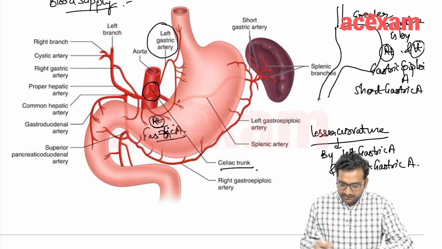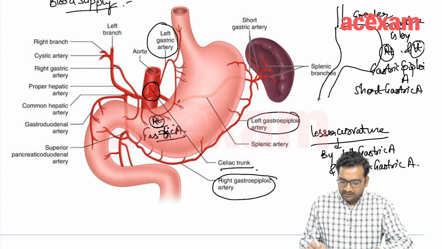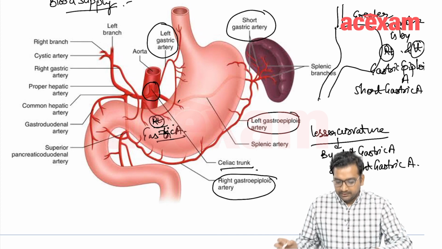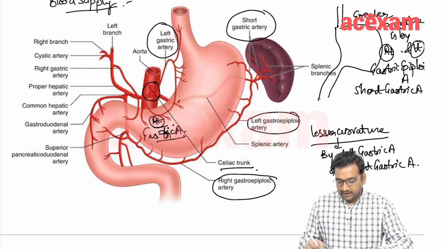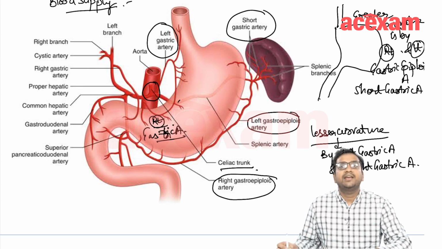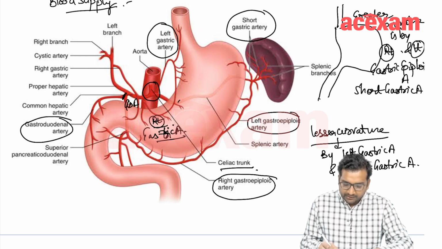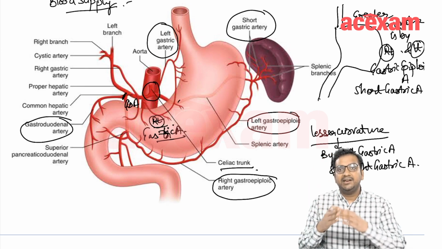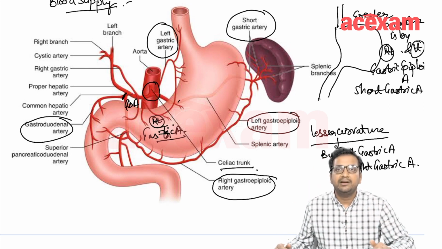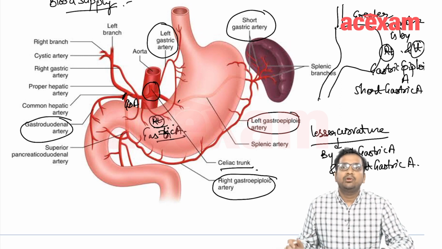Now you can see here on the greater curvature of the stomach, we have here right gastroepiploic artery, then left gastroepiploic artery, and in the top we are having short gastric arteries. Okay, so this right gastroepiploic artery is actually a terminal branch of the gastroduodenal artery. Then this gastroduodenal artery goes down and it divides into two branches, which are the superior pancreaticoduodenal and the right gastroepiploic artery.